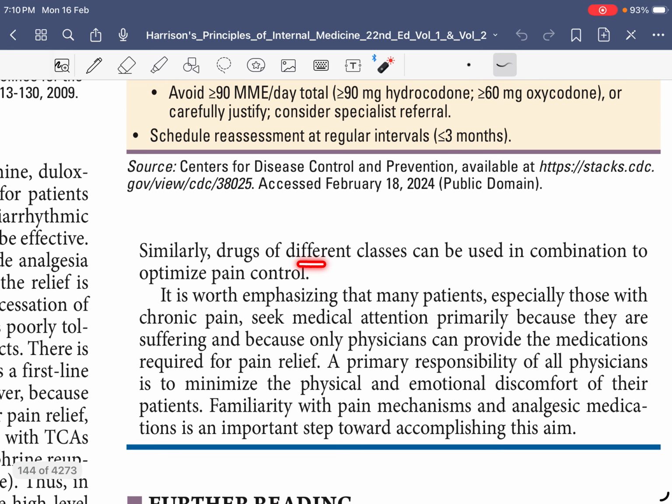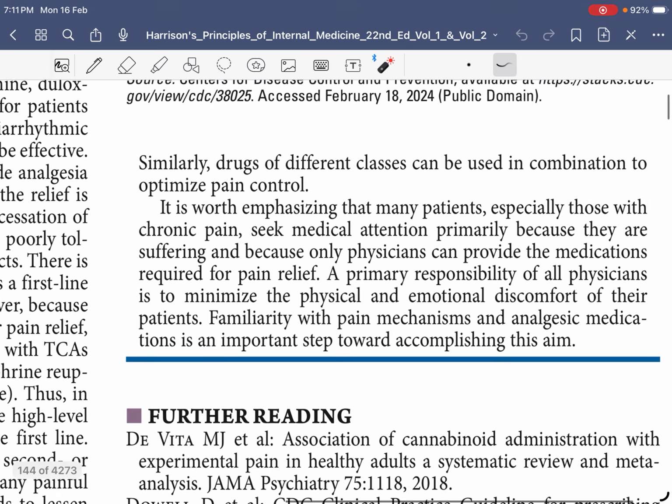Similarly, drugs of different classes can be used in combination to optimize pain control. It is worth emphasizing that many patients, especially those with chronic pain, seek medical attention primarily because they are suffering and because only a physician can provide the medication required for pain relief. A primary responsibility of all physicians is to minimize the physical and emotional discomfort of their patients. Familiarity with pain mechanisms and analgesic medication is an important step towards accomplishing this aim.